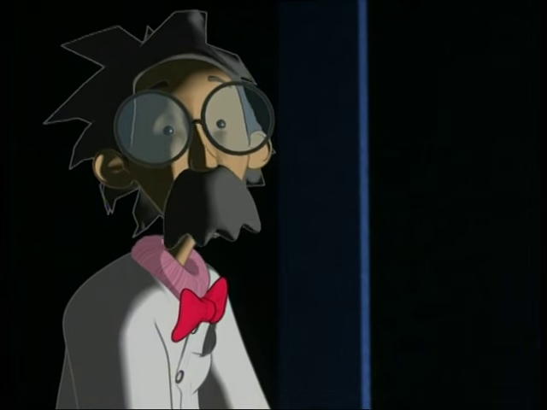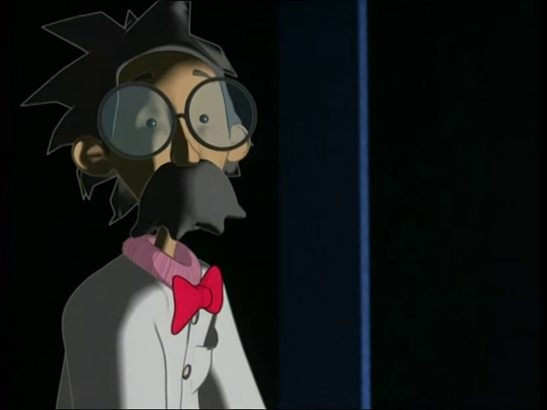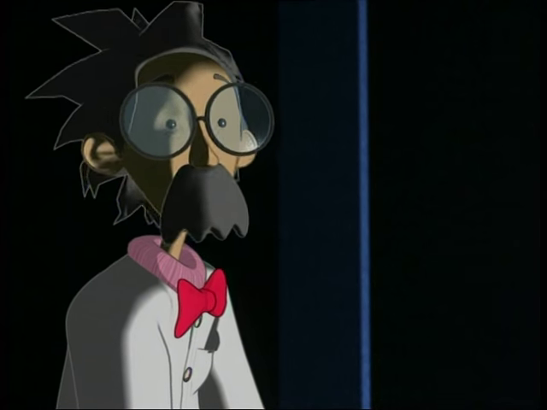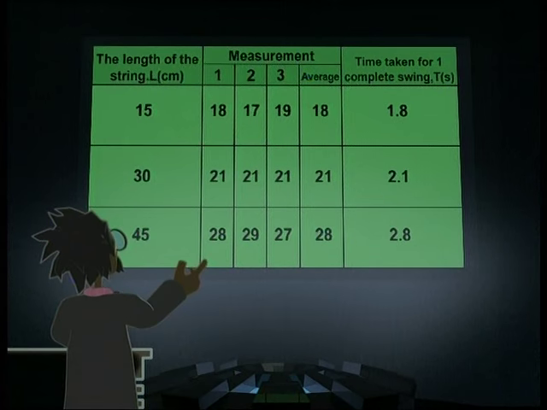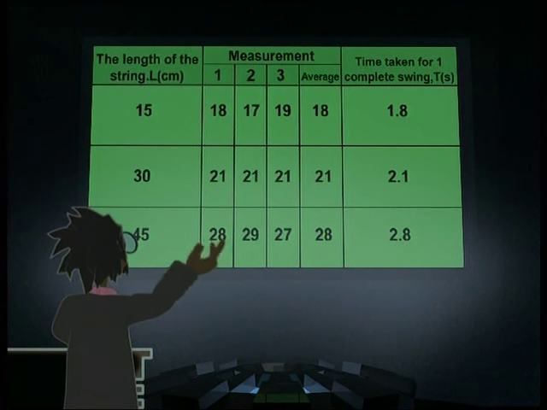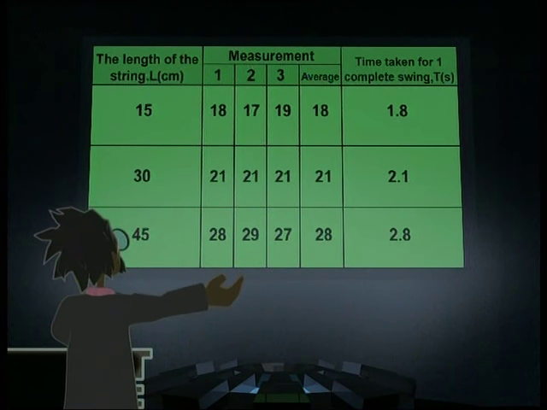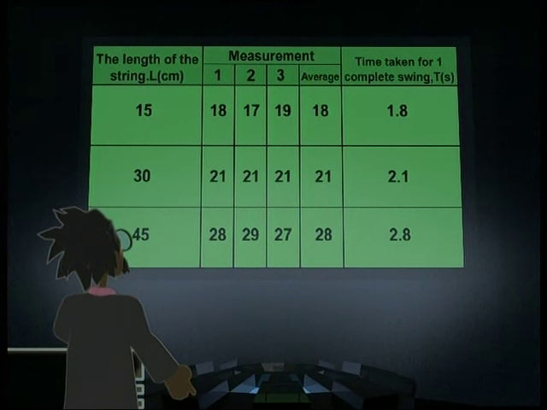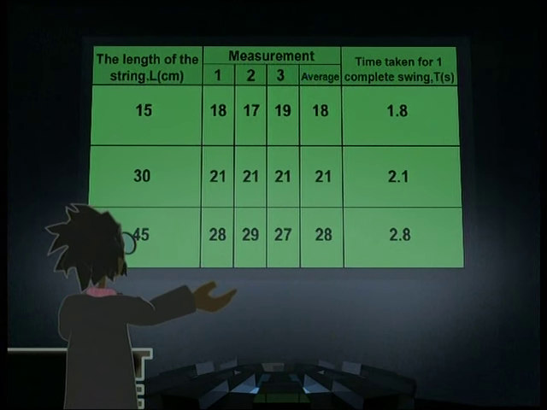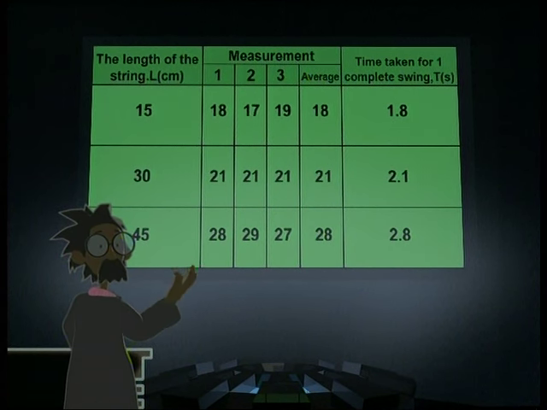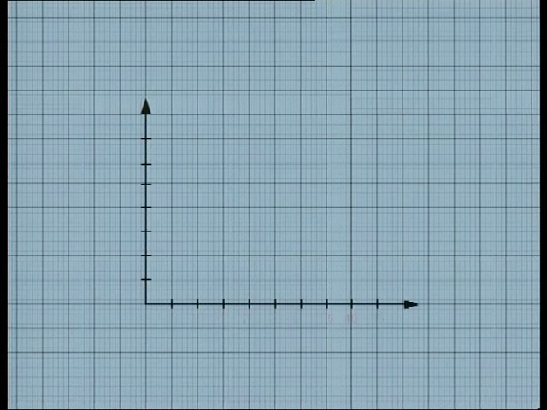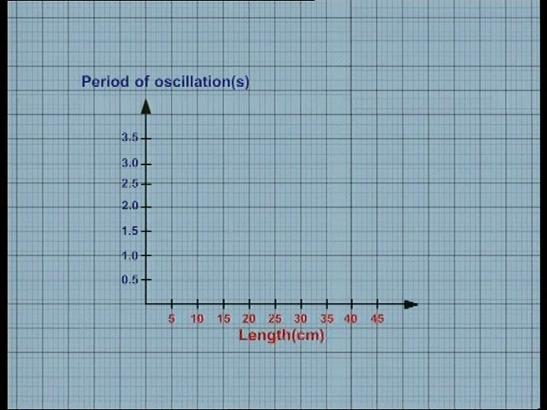Hey friends, can you make any inference from the data we have collected? From the data, we can see that the period of an oscillation is not the same for pendulums of different lengths. What else can we learn from the data? Come, I want to show you something. We can also find a relationship between the two variables that we have identified before.